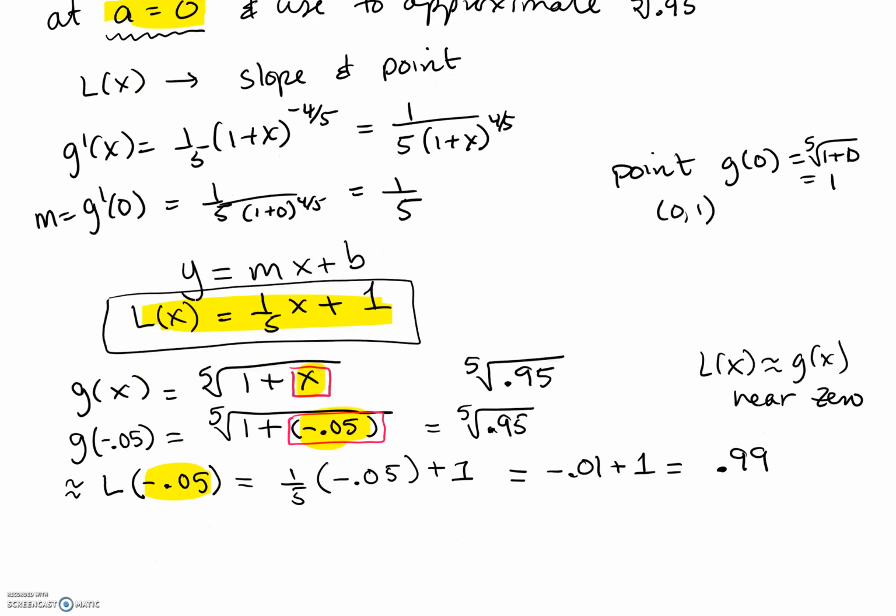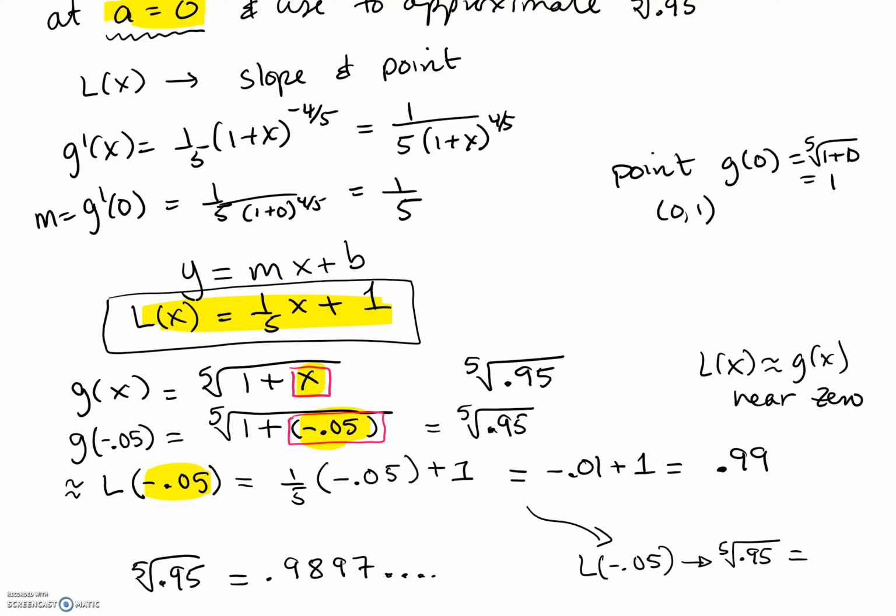Which makes sense, because the actual function, if I do the fifth root of 0.95, I'm going to get something like, if you punch that in, 0.9897... And using the linearization, this L of -0.05 actually leads me to an approximation to the fifth root of 0.95. We got 0.99, which, as you can tell, is fairly close to the actual value.